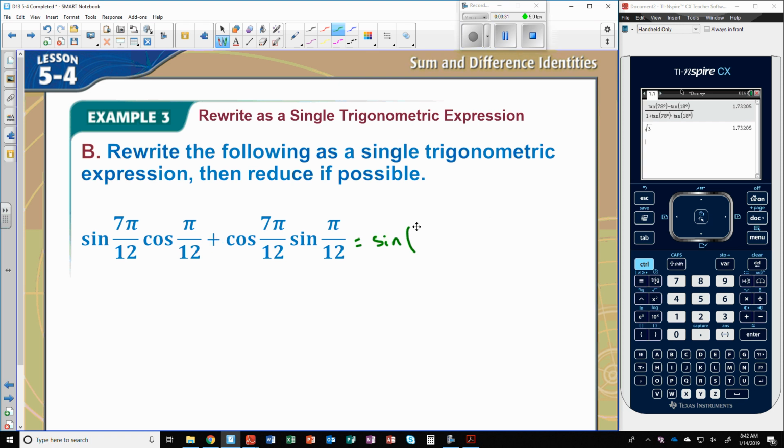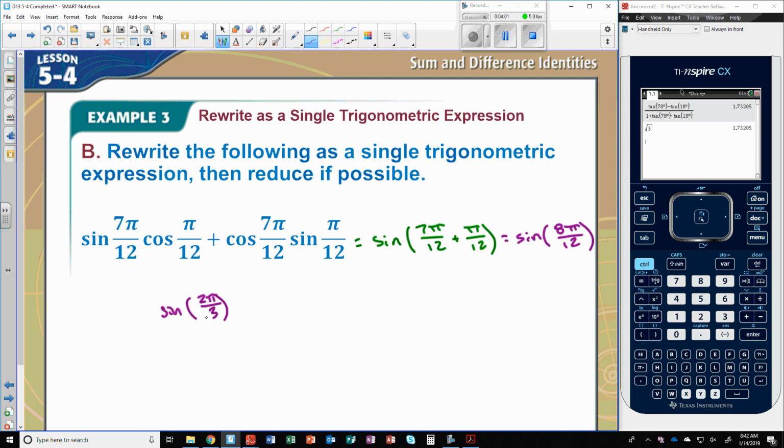So we're going to add here 7 pi over 12 plus pi over 12, which would equal sine of 8 pi over 12. And one more time, 8 pi over 12 can reduce. 4 goes into both numbers, so this means that this is sine of 2 pi over 3, because 4 goes into 8 twice, and it goes into 12 3 times.